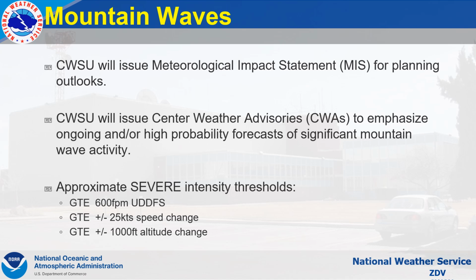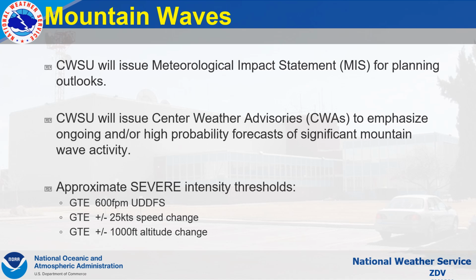We'll also then issue center weather advisories to emphasize ongoing or high probability forecasts of significant mountain wave activity. So instead of seeing an AIRMET, you may see a center weather advisory that reads pretty similarly to the AIRMET, just highlighting more of the potential for mountain wave as opposed to regular clear air turbulence.